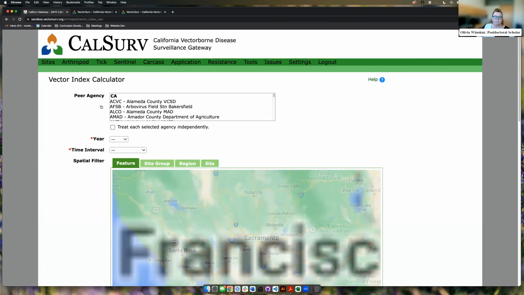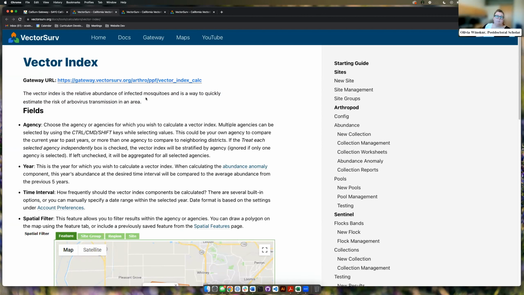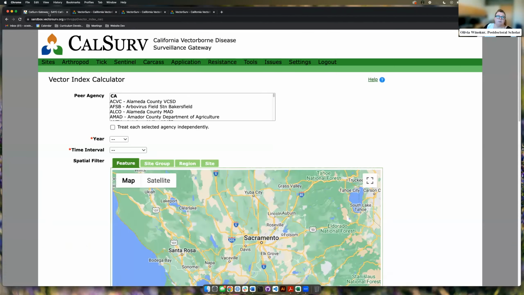The vector index is the relative abundance of infected mosquitoes and is a way to quickly estimate the risk of arbovirus transmission in an area. So increases in vector index reflect increased risk of human disease. They're more reliable prediction measures than just abundance or infection rate alone. So vector index is really pulling abundance and infection rate together.